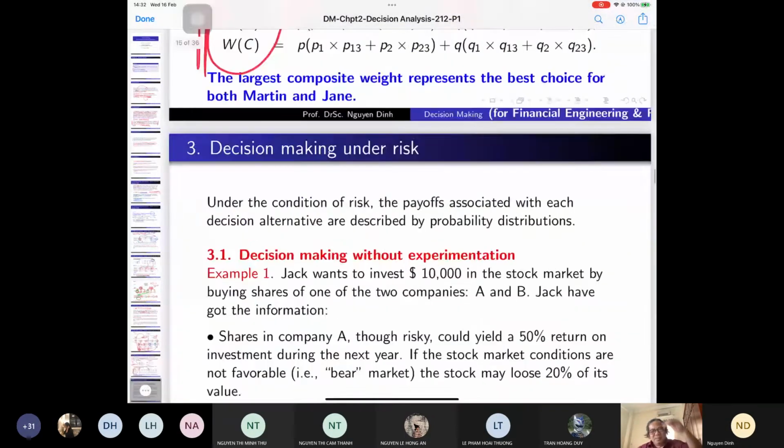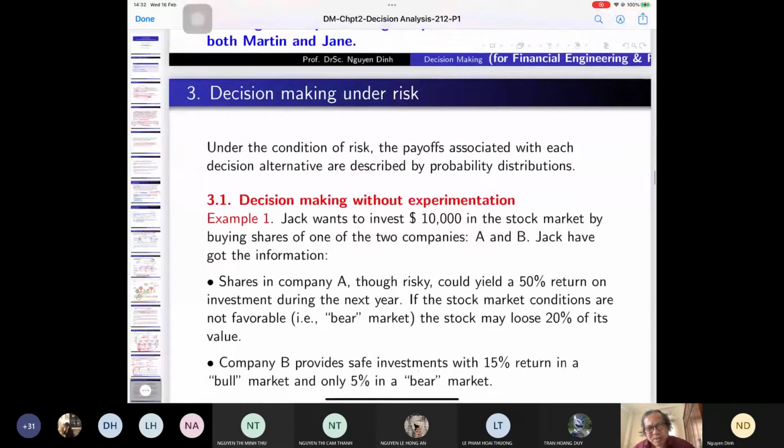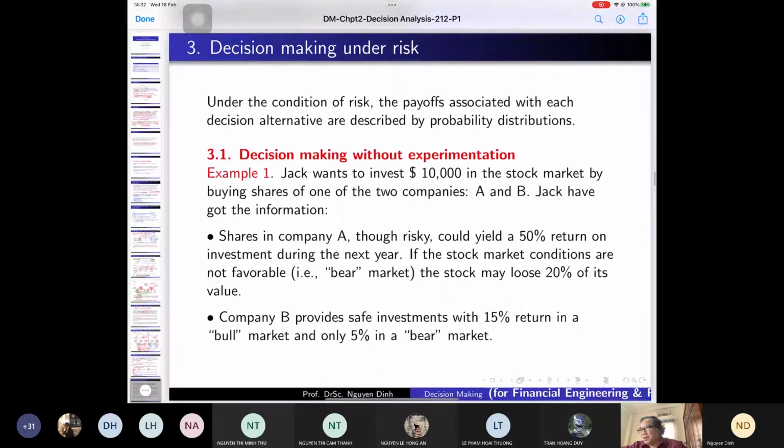We calculate all of this, and then we have the composite weights WA, WB, WC. Of course the university with the biggest composite weight should be the best for both. And we go to another one: decision making under risk. The second situation, decision making under risk.